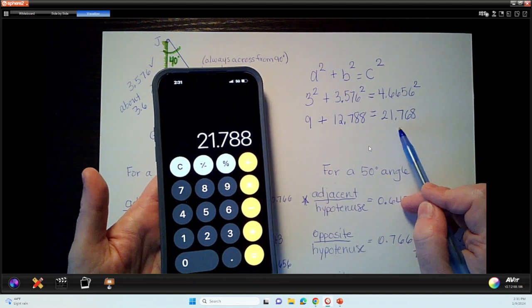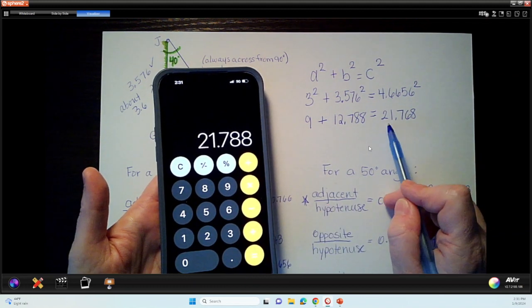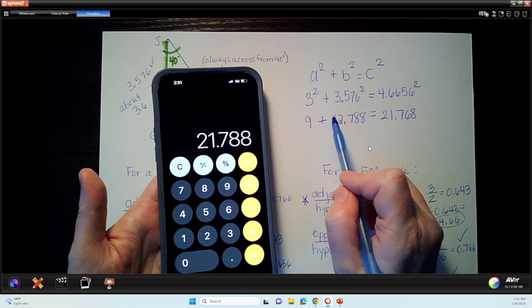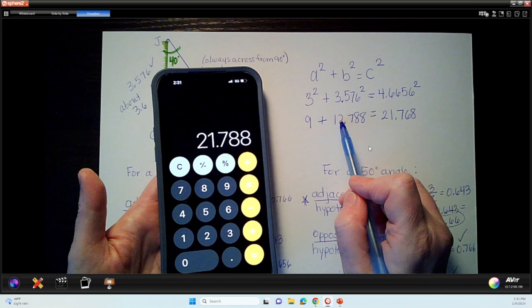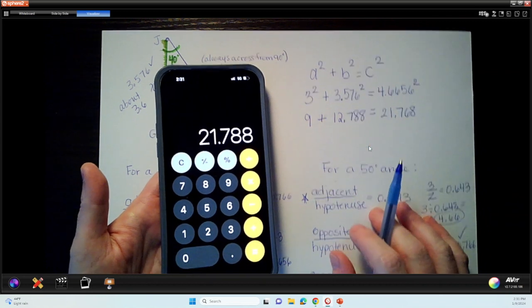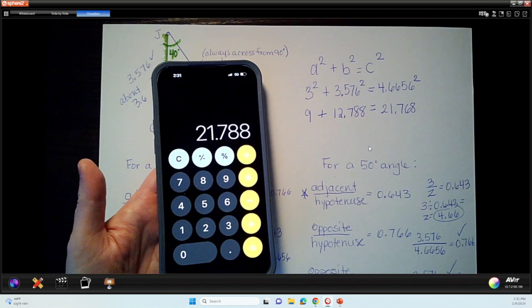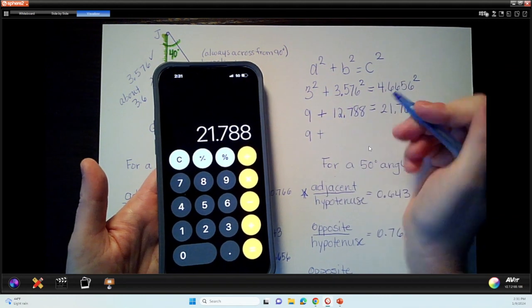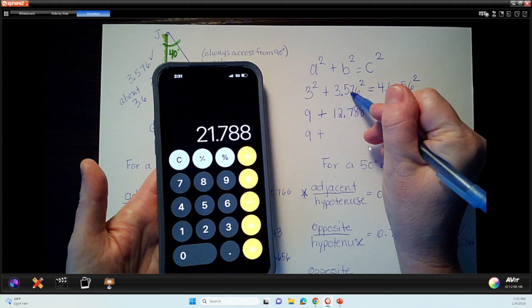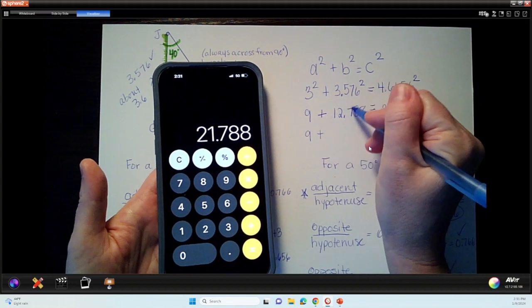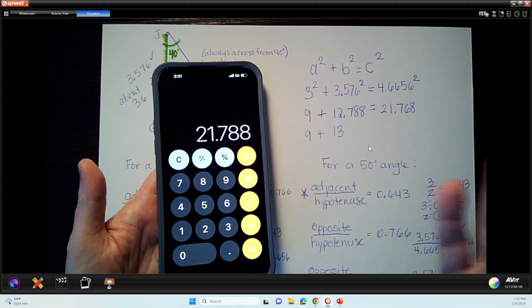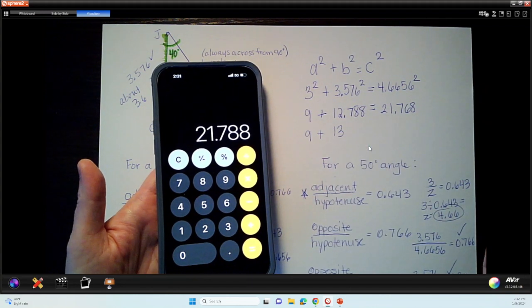And look what I got. Pretty close, okay? Now, why is this off a little? That's because we rounded. We rounded a number that had a lot of decimal places. So I'm going to show you how rounding really does impact the answer, because watch, if I were to keep this 9, and let's say I rounded this 3.5 squared, what if I rounded this to 13, right? Because that's reasonable. 12.788 is about 13.